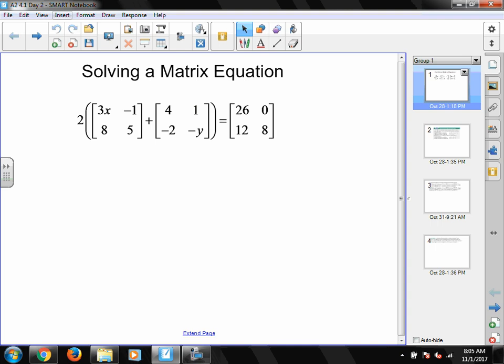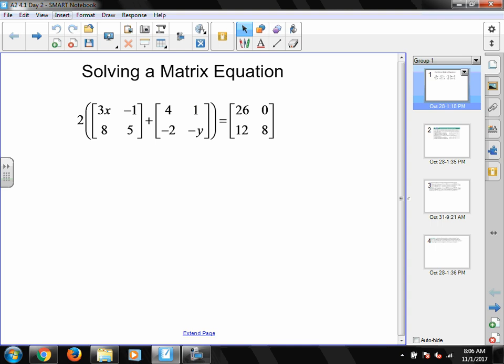What we're going to do today, instead of just using our matrix operations to simplify, either adding, subtracting, or multiplying by a scalar with our matrices, is use these to solve matrix equations. We'll solve matrix equations a little differently later in this chapter, but for now, this is the setup that we're going to look at. So with these, you're just going to follow your order of operations like you normally do.